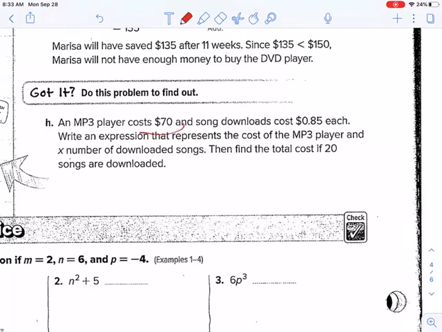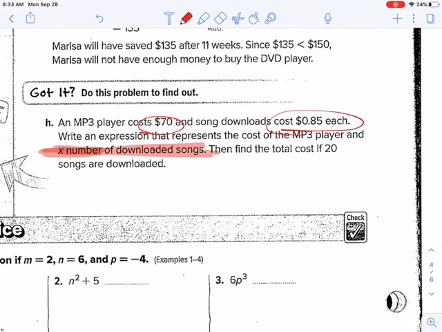You have an MP3 player that costs $70. You can download songs for 85 cents each. Write an expression that represents the cost of the MP3 player and x number of downloaded songs. Then find the total cost if 20 songs are downloaded. Now, they already defined the variable for you. They're asking you to use x for the number of downloaded songs. If they didn't tell you that, you would come up with your own variable.